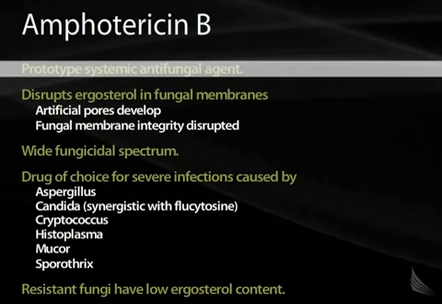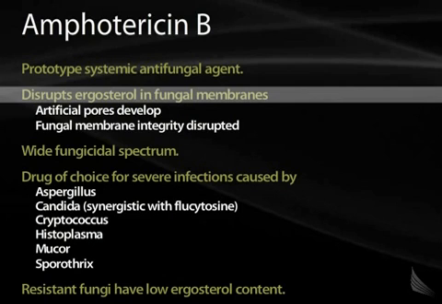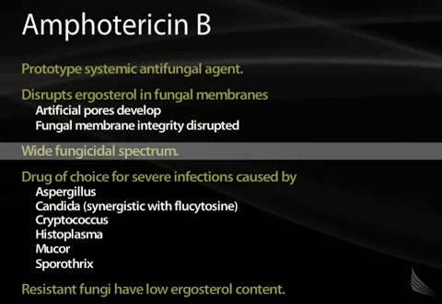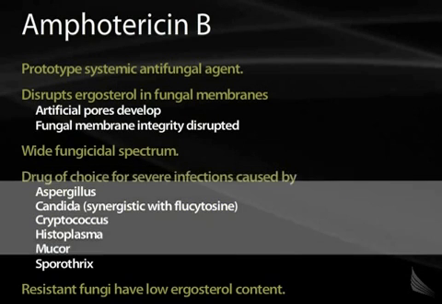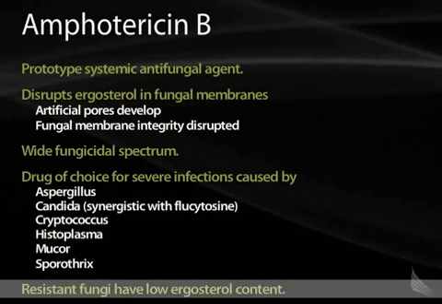Amphotericin B is the prototypic systemic antifungal agent. The way that it works is by disrupting ergosterol in fungal membranes, and it causes pores to develop in the fungus and has a very broad spectrum in terms of killing fungi. Amphotericin B is the drug of choice for severe infections caused by multiple fungi, including Aspergillus, Candida, Crypto, Histo, Mucor, and Sporothrix. Fungi that have a low ergosterol content percentage will be resistant to amphotericin B.